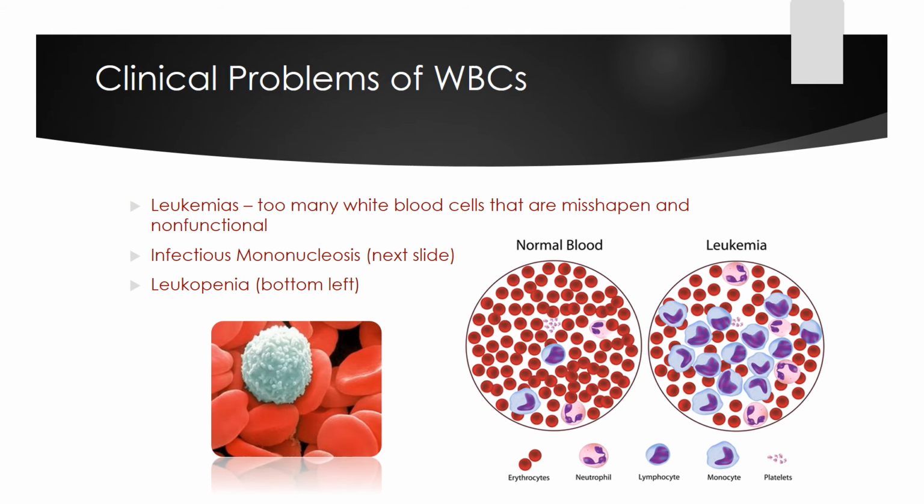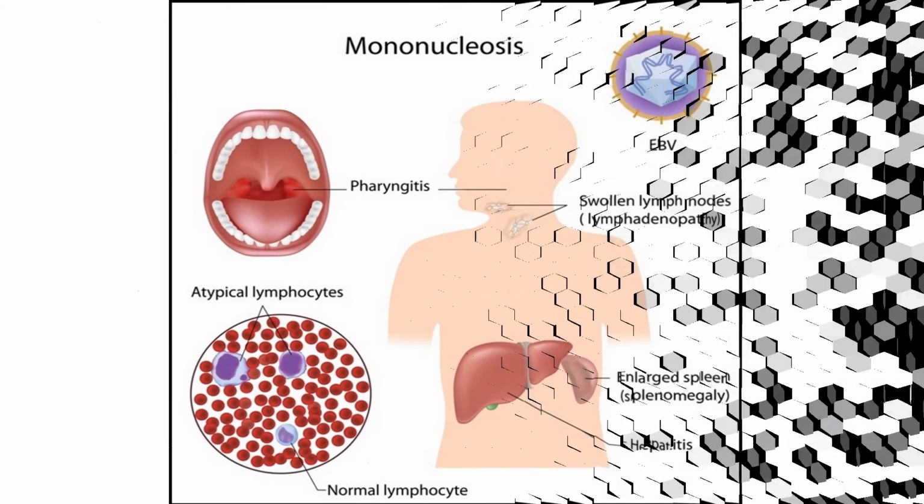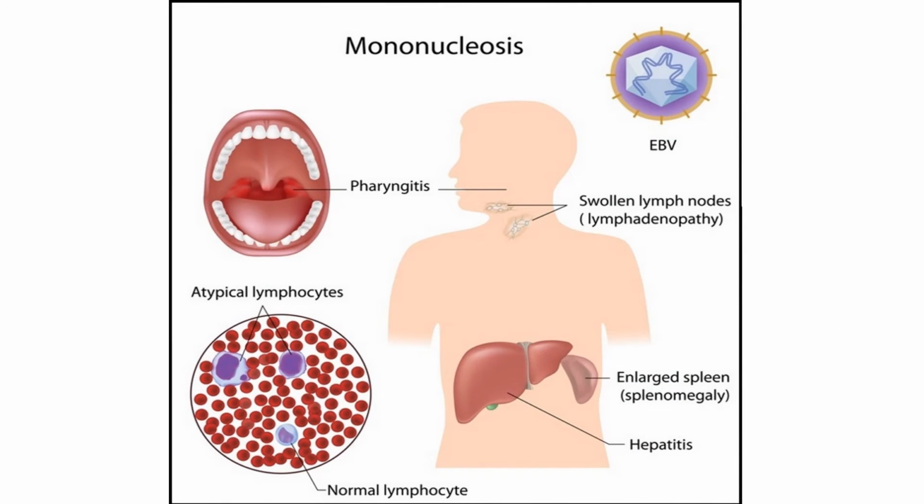Other clinical problems of white blood cells are infectious mononucleosis. You remember that, mono from school, the kissing disease, and leukopenia. A small photo of leukopenia is included in the bottom left, and we'll have an illustration next for mononucleosis. Here's just a quick look at the different parts of the body that are affected during mononucleosis.